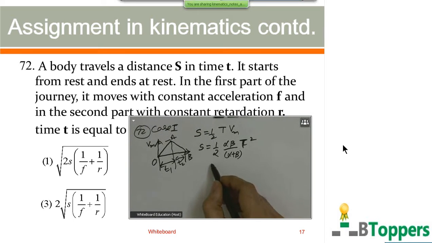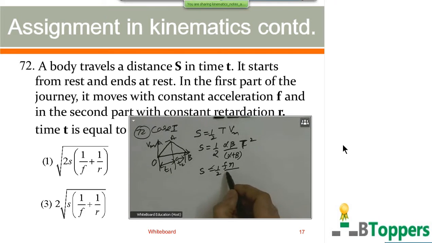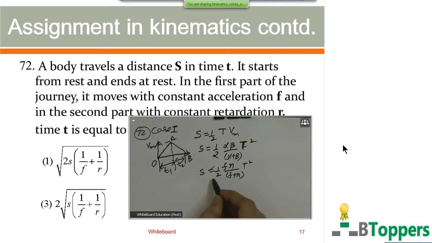Here alpha is denoted by f, and from the same equation you can write beta is equal to r. So alpha equal to f and beta equal to r, and you have to solve for t from the same equation.